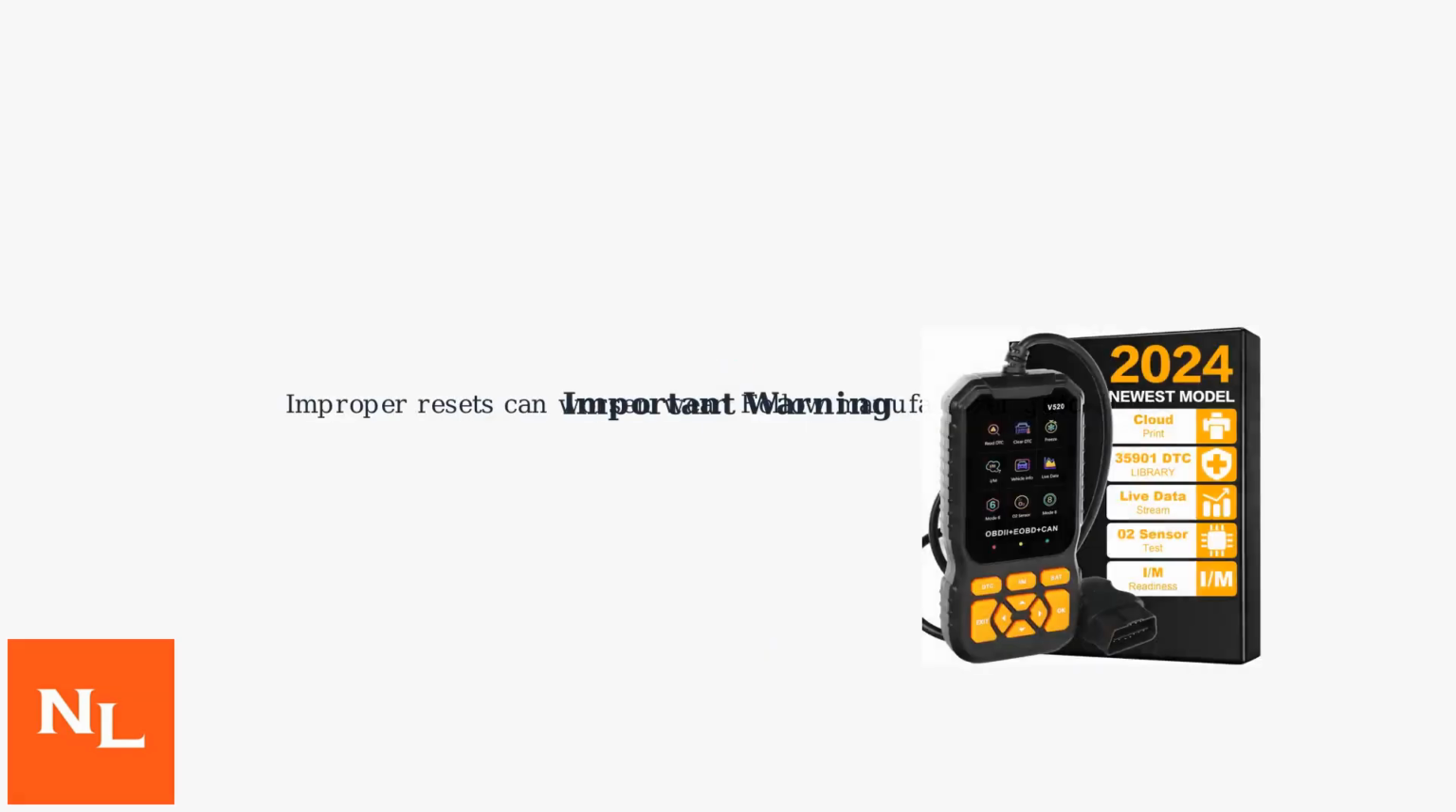Improper resets can worsen wear. Always follow manufacturer guidelines to prevent transmission damage. As of 2025, AI-assisted OBD2 scanners are also available for faster fault detection and guided resets.